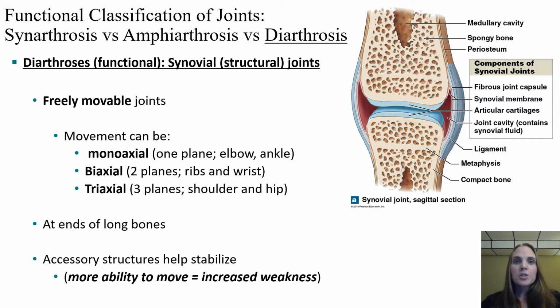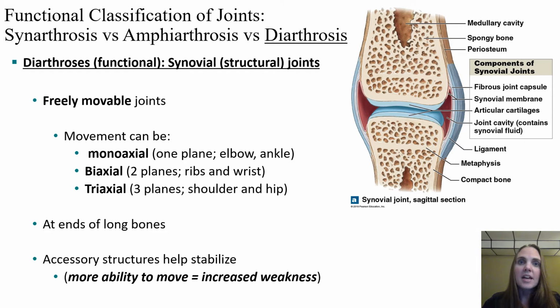So now we're moving on to our last functional category, and that's our diarthrosis. So our diarthrosis are our freely movable joints. These joints have the most amount of movement, which means they're also going to be the weakest in strength. The movements in these joints can be classified in multiple ways.